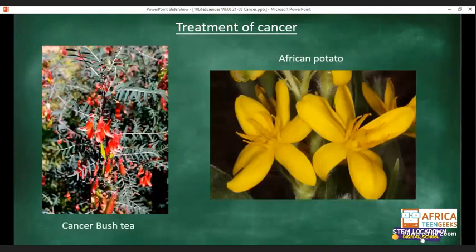So these are examples of the cancer bush tea plant and the African potato plant. You may take those teas as a traditional way of curing or treating cancer.